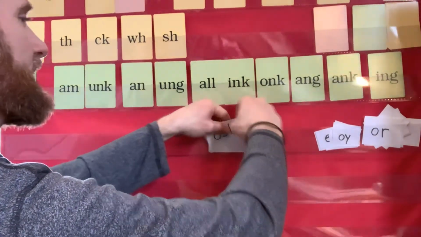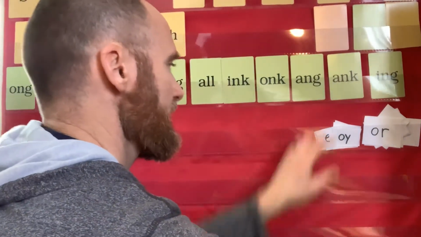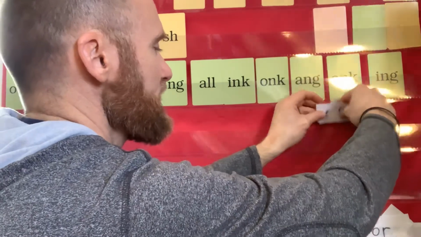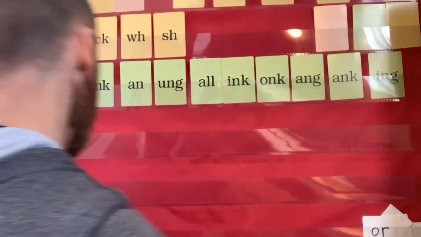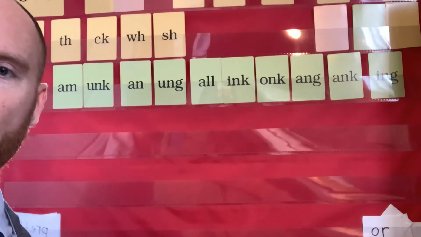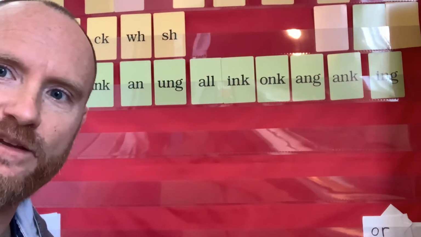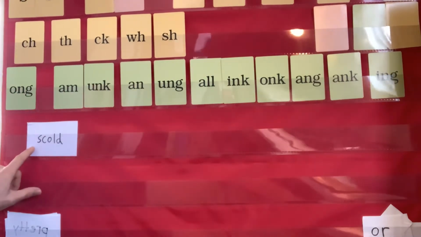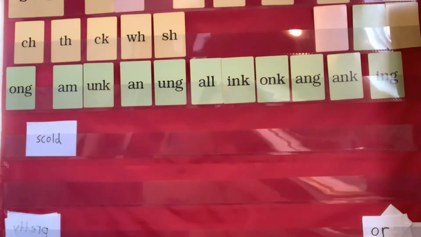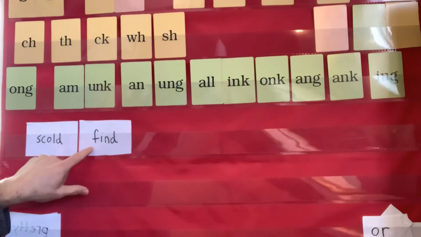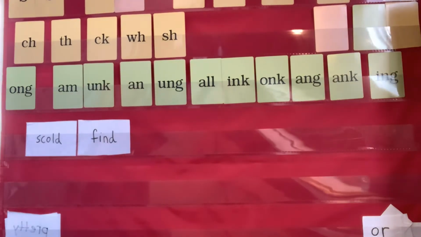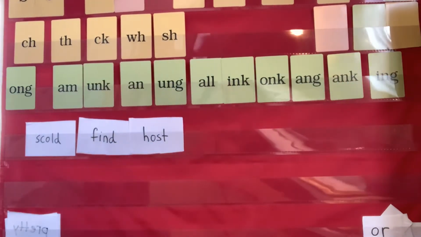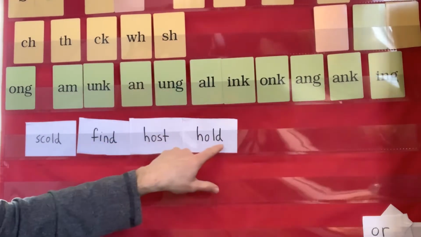All right, so let's read some words. Let's read some words that have closed syllable exceptions in them. I'm going to put these up here, okay? I'm going to give you a chance to try, see if you can read it faster than me. Are you ready? Can you see that there? See if you can read it. Scold. Find. Host. Hold.